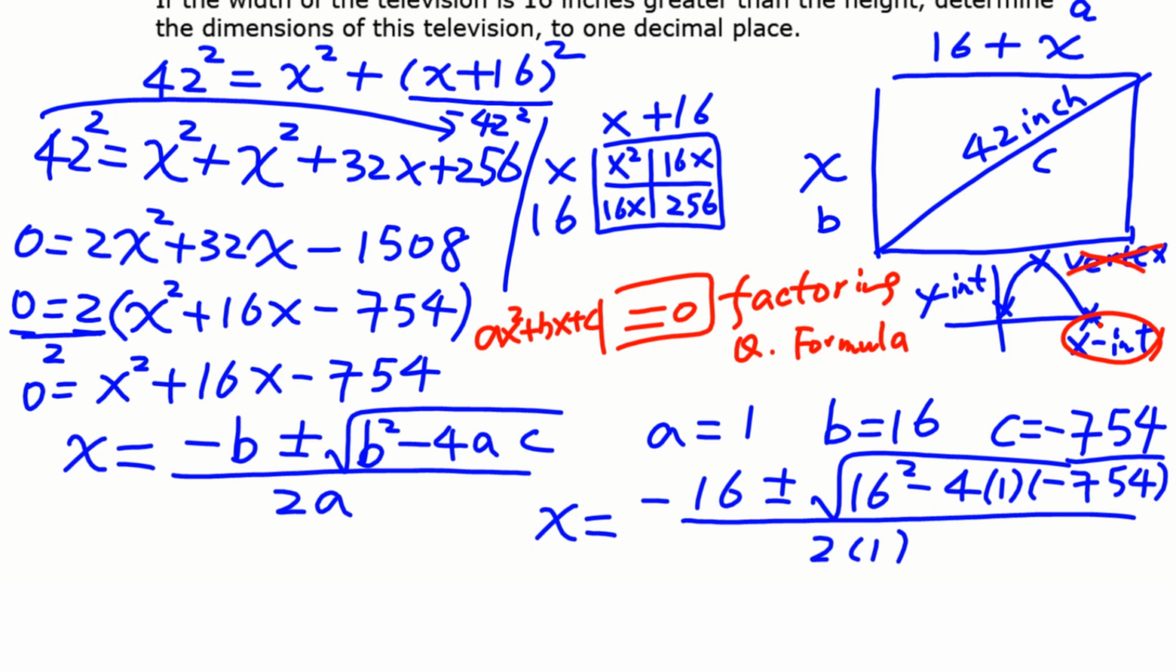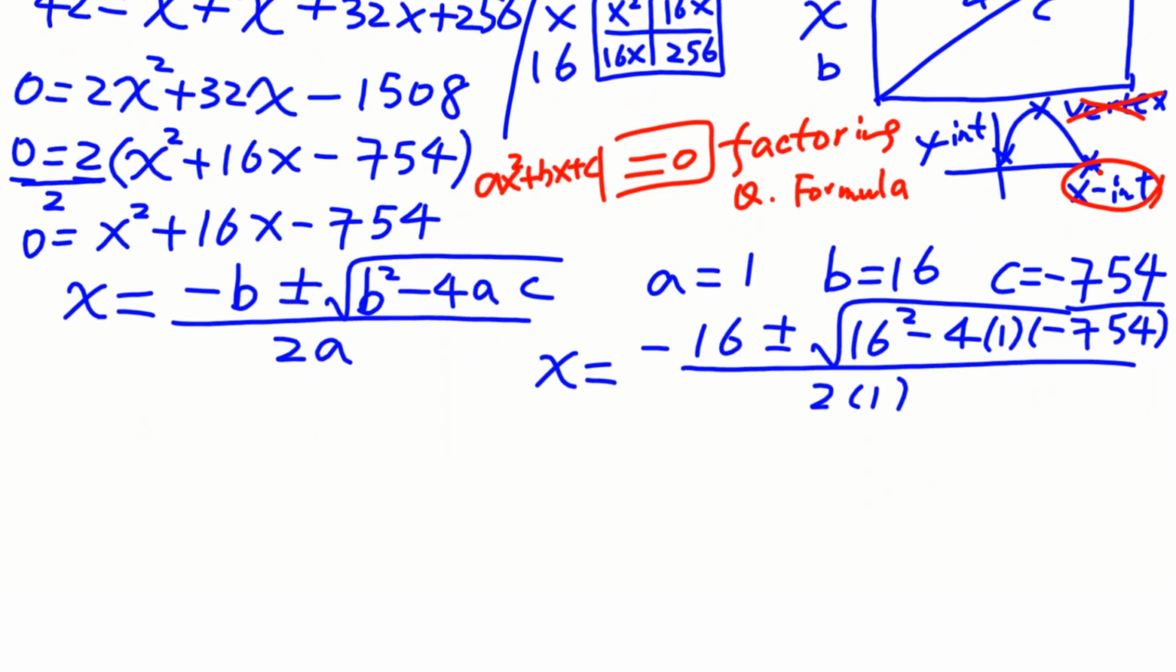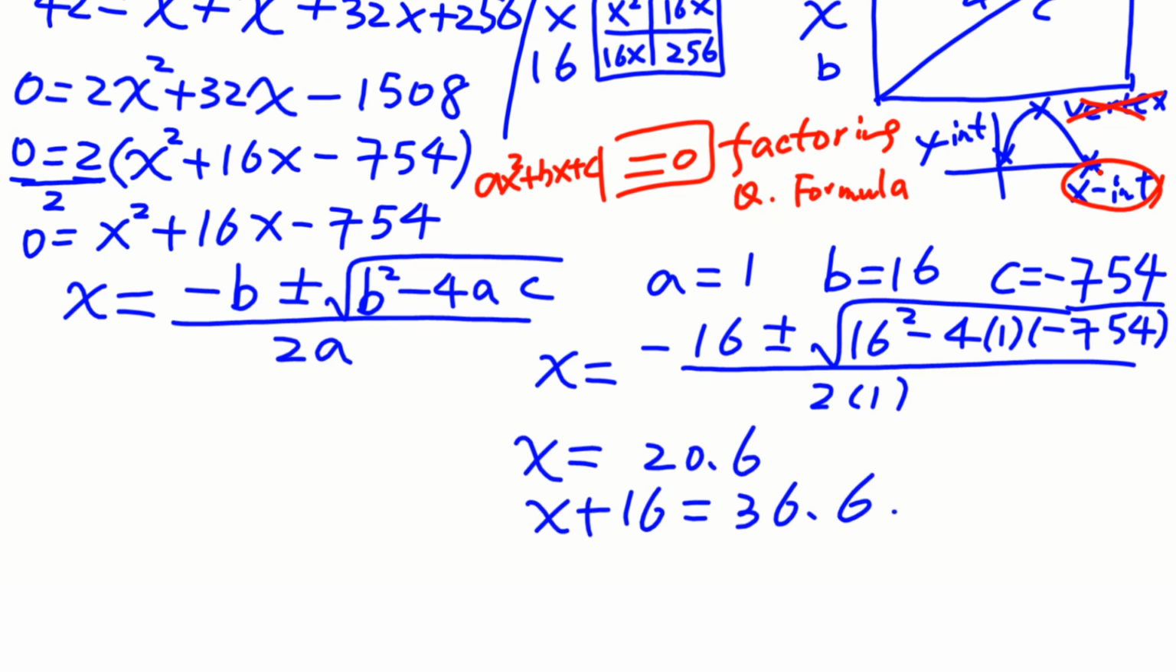If it's negative, we ignore it. If it's positive, then that is what we want to keep, because the length needs to be positive. So the answer will be 20.6. Okay, so x equals 20.6. Another one, x plus 16 gives you 36.6. They are the 2 dimensions for the television.